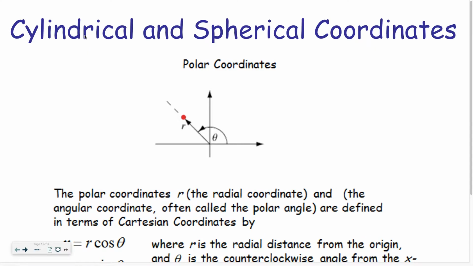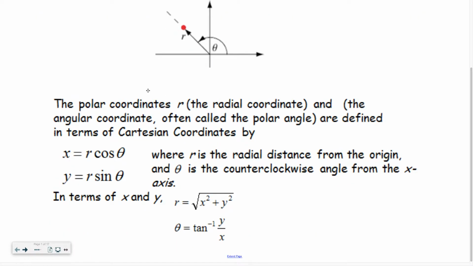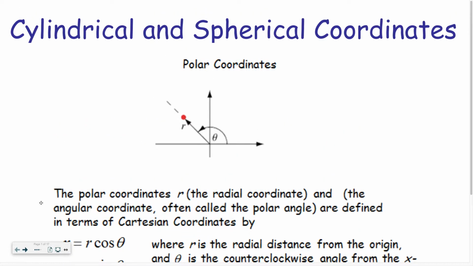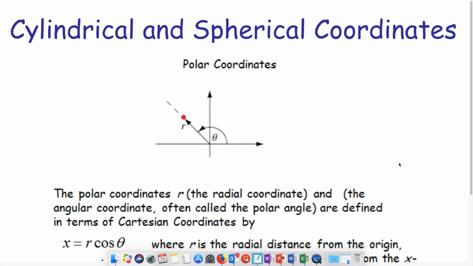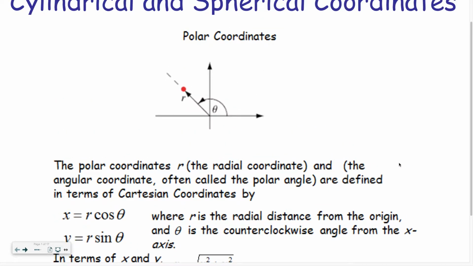Okay, so we're going to power through cylindrical and spherical coordinates. Okay, so flashback to polar coordinates. Remember polar coordinates? We just did those in January, correct?